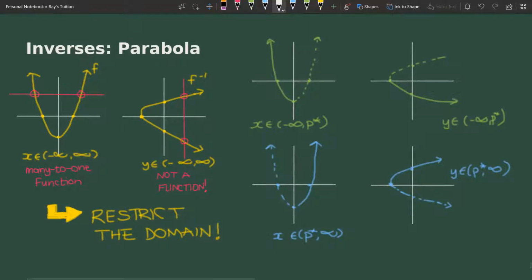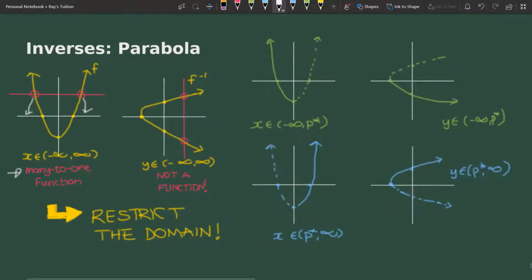In this video, we have a look at the inverse of a parabola. Now, if you recall, this is how a parabola looks, and the parabola is a many-to-one function. What we mean by a many-to-one function is that for any particular y value, there are two associated x values, making it a many-to-one function.